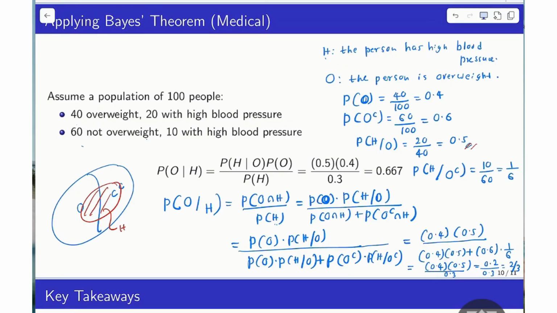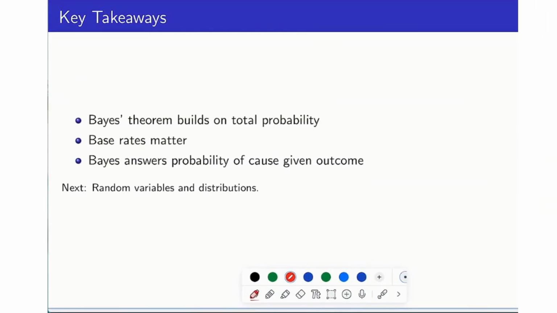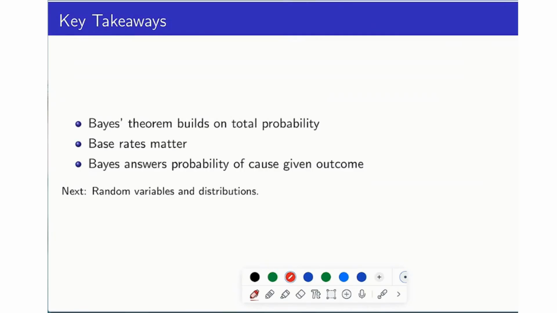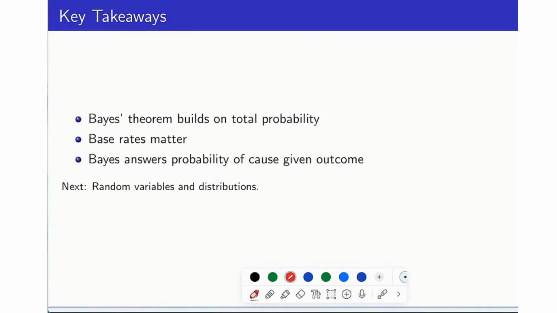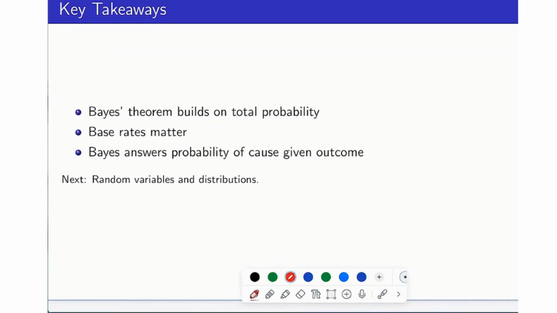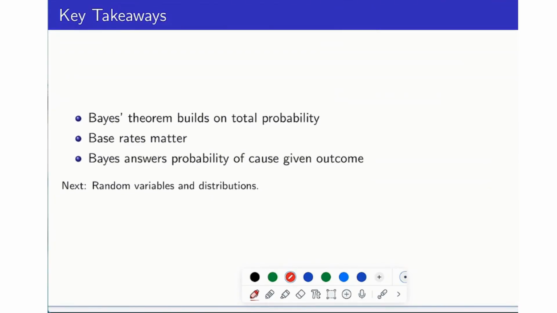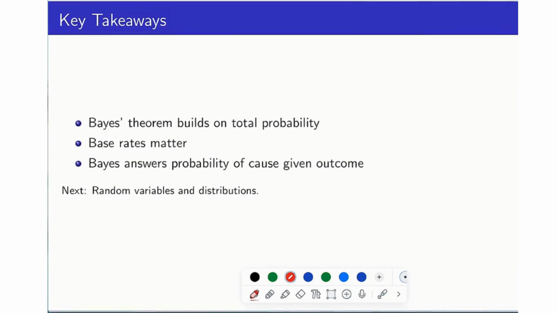This idea appears later in medical testing, hardware testing, engineering diagnostics, and data science and machine learning engineering. Let us summarize. Bayes theorem allows us to compute the probability of a cause given an observed outcome by combining prior probabilities, conditional probabilities, and the total probability rule. In the next lecture, we will move on to random variables, but the reasoning from today will continue to appear throughout the course. Thank you.